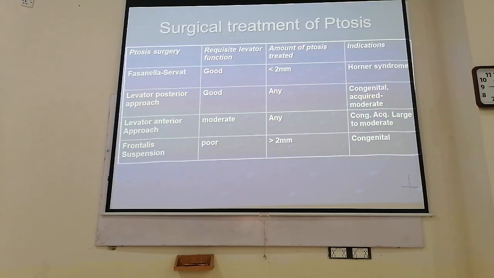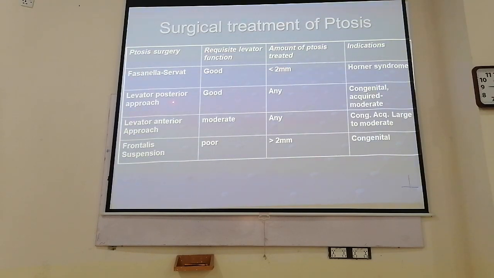Okay, these are surgical treatment options. The uppermost is for mild ptosis like Horner syndrome. We will discuss the surgical procedure, and levator resection.